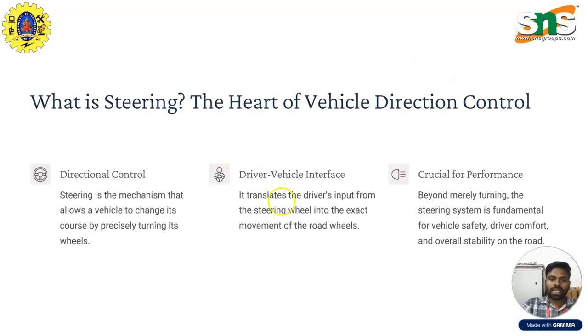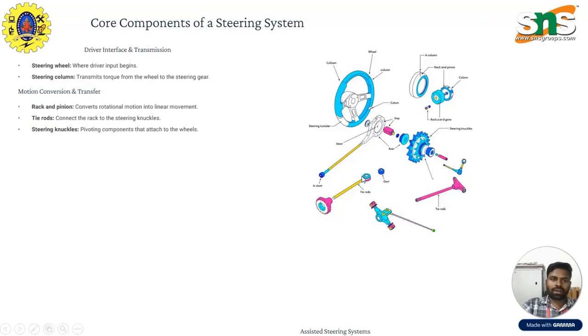This is very important, and it also considers the driver-vehicle interface, and it plays a major role in performance. So what are the core components of a steering system? Considering the whole steering system, we have a number of components: steering wheels, steering columns, steering knuckles, and an important component, the gearing system, like a rack and pinion gearing system. This rack and pinion gearing system plays a major role while turning the vehicle.